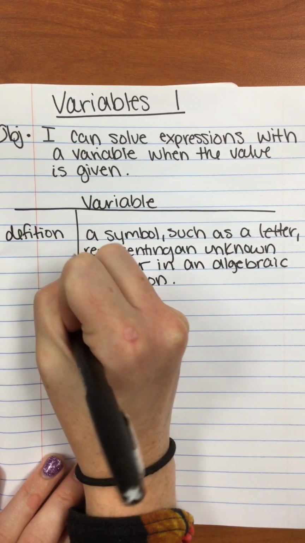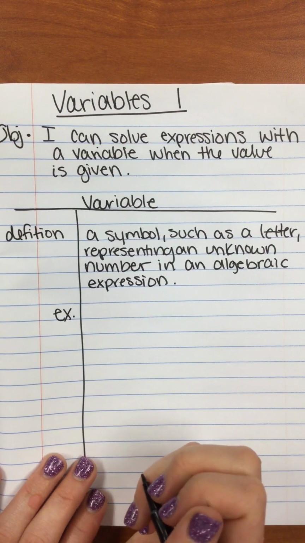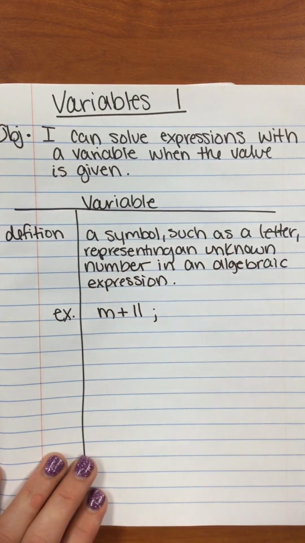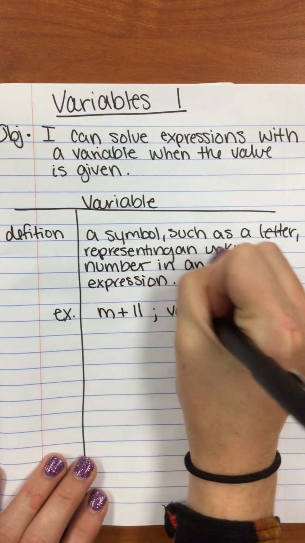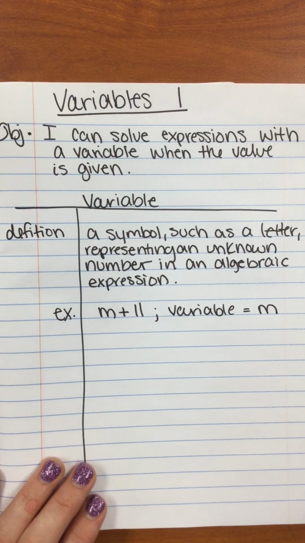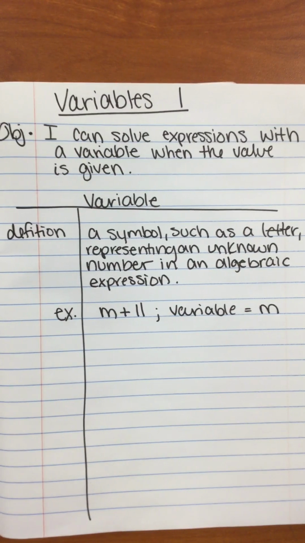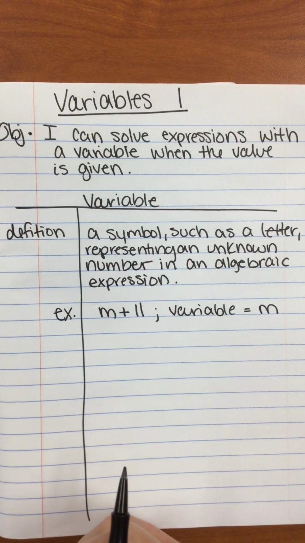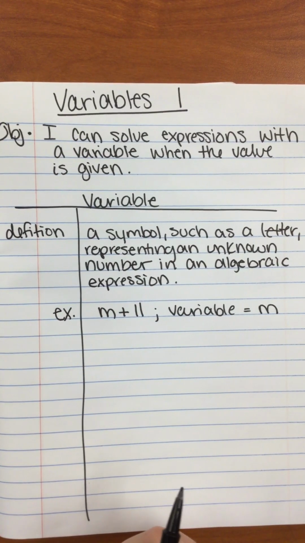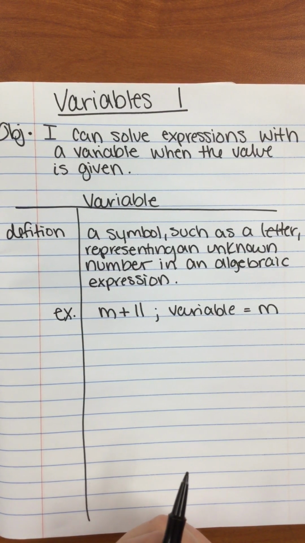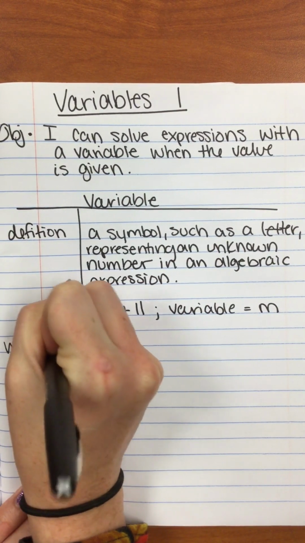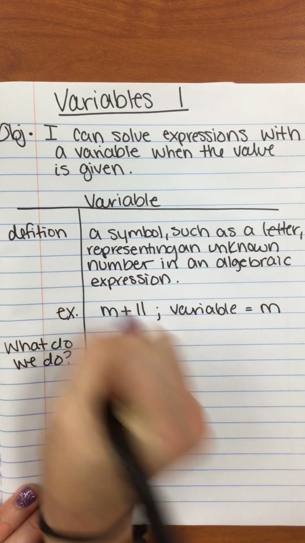Our example of that, EX, represents example. For instance, if we have M plus 11, the variable is M. So when you see an expression that has a variable in it or a letter in it, that is considered the variable. We are going to learn today how to take a value of that variable and put it into an expression so that we can solve. So I'm going to label this part as what do we do?